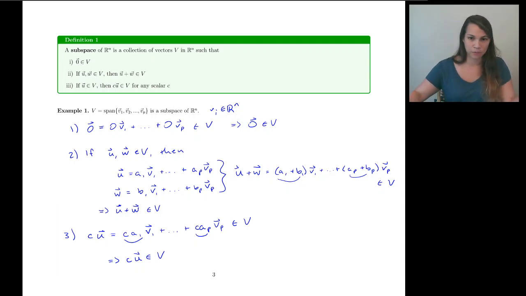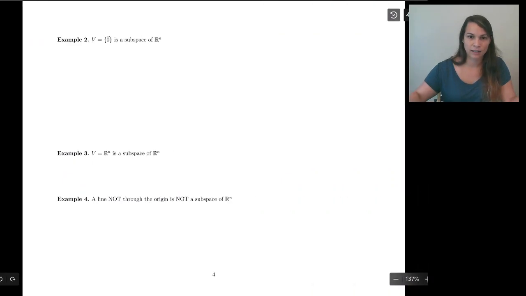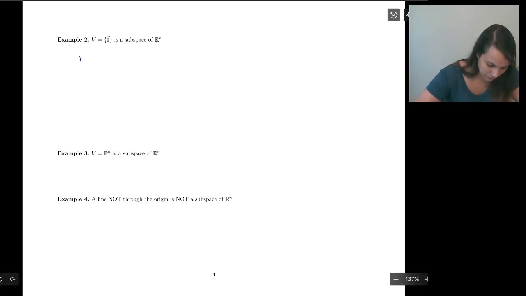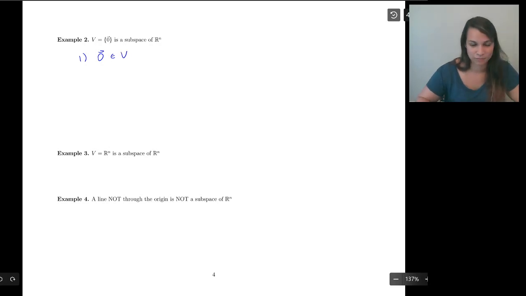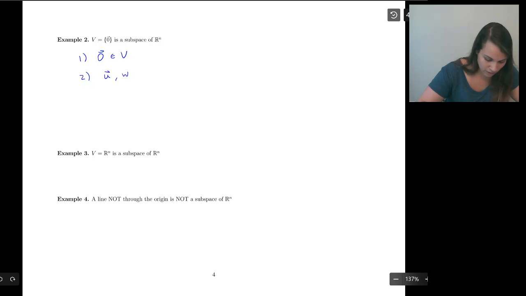Some more examples. I've got just the set of the 0 vector is a subspace. Well, let's check. 0 is indeed in V. Done. We've got U and W are in V, but the only thing in V is 0, so that means that U equals W equals 0. So then U plus W, guess what? It's still 0.